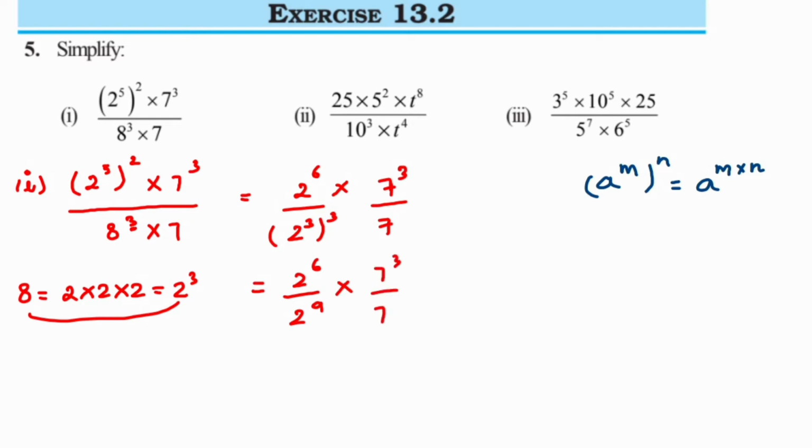Now here we're going to apply one more law. Whenever the bases are the same and they're being divided, then the exponents or the powers will get subtracted. That is, a to the power m divided by a to the power n, then the powers will get subtracted. So we'll get a to the power m minus n in that way. So from here we can write down.